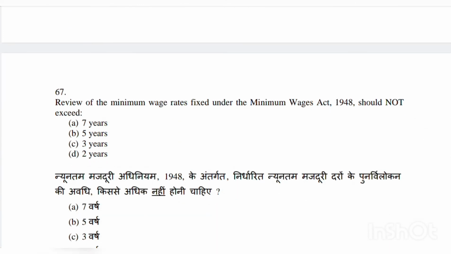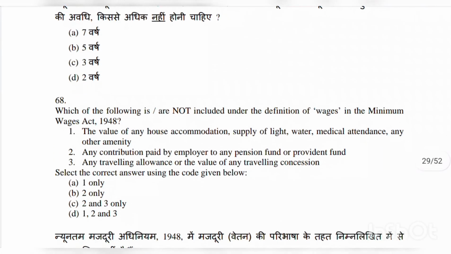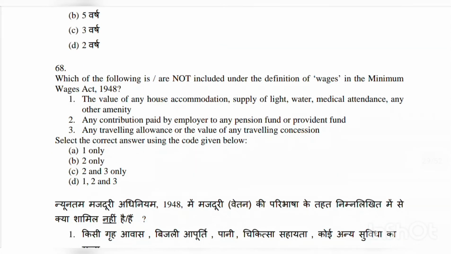Review of the minimum wage rate fixed under the Minimum Wages Act 1948 should not exceed. The answer is B. 5 years. Which of the following is not included under the definition of wage in the Minimum Wages Act 1948? The answer is D. The value of any house accommodation, supply of light, water, medical attendance or any other amenity, any contribution paid by the employer to pension fund or provident fund, any travelling allowance or the value of travelling concession.